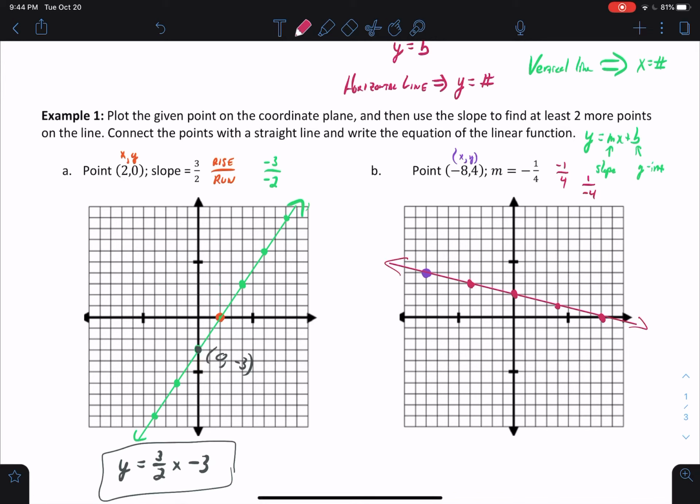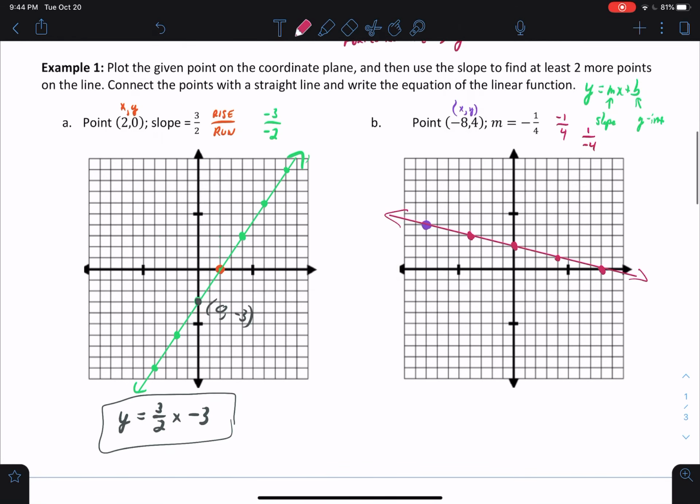Notice how this is a decreasing linear function. In example 1a, that's an increasing one. The equation of this line, we've got our y-intercept right here, at 2. So the equation of this line is y equals my slope, which is -1/4, times x, plus 2.